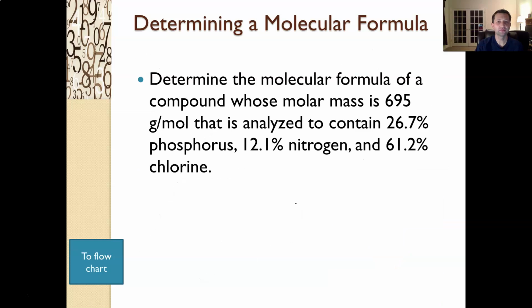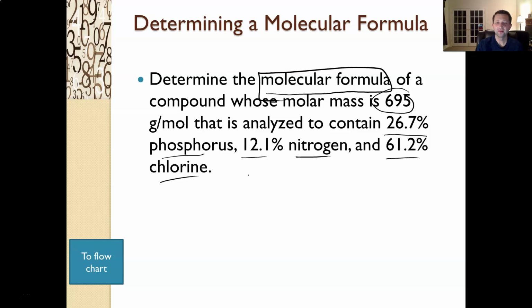One more. This is as long as it's going to get right now, for a situation like this. So determine the molecular formula. You only need to figure this out if it asks you, and it does right now. So find the molecular formula of a compound where the molar mass is 695, and it has 26.7% phosphorus, 12.1% nitrogen, 61.2% chlorine. 3 elements in here.